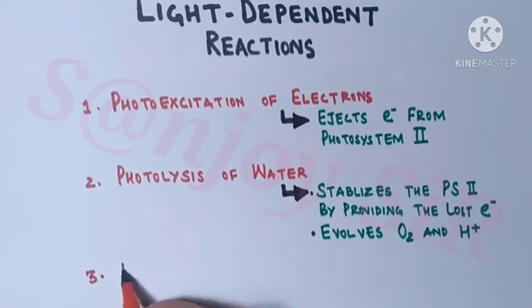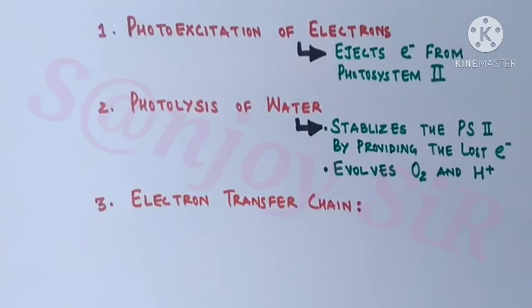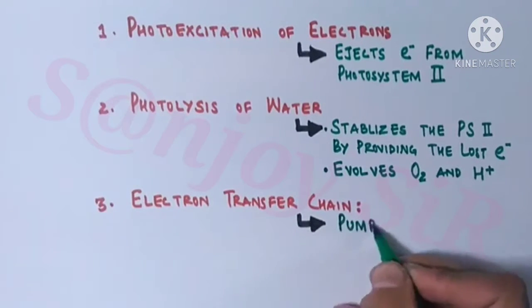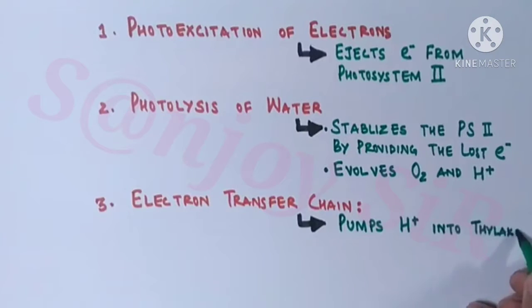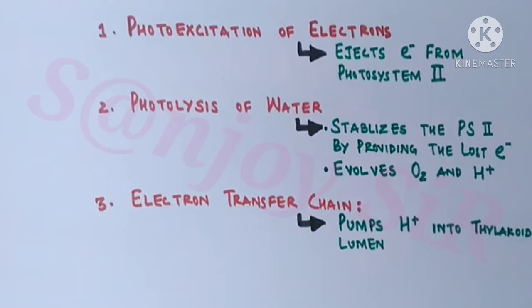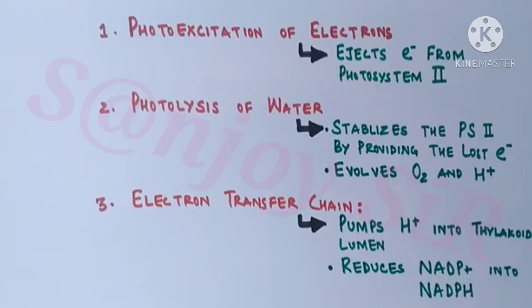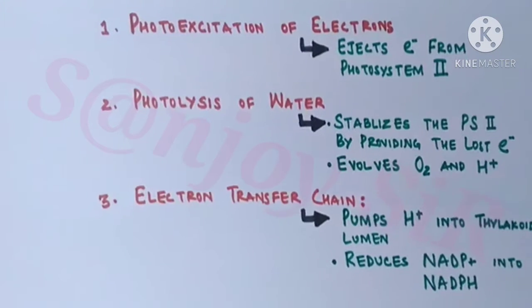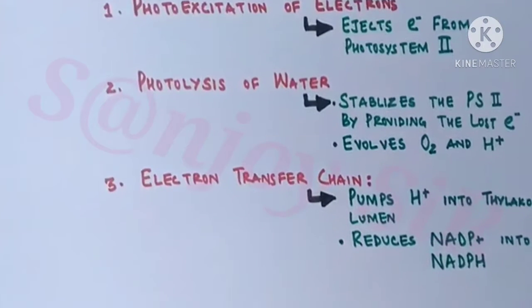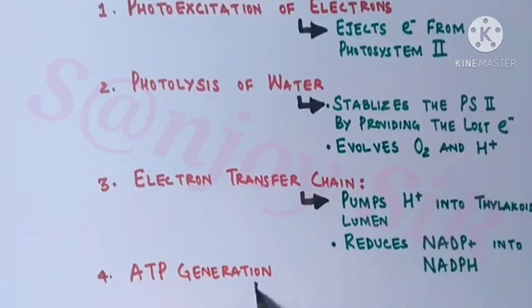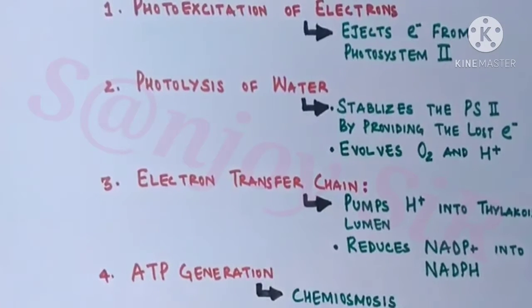Then we have the electron transport chain. In the electron transport chain, the ejected electron from photosystem 2 goes through the membrane via electron carriers. The function of the ETC is to pump protons into the lumen from the stroma. The second thing is that it reduces NADP positive into NADPH. And finally, the last reaction to occur in the light-dependent reactions is ATP generation, where ATP molecules are generated by the process of chemiosmosis.